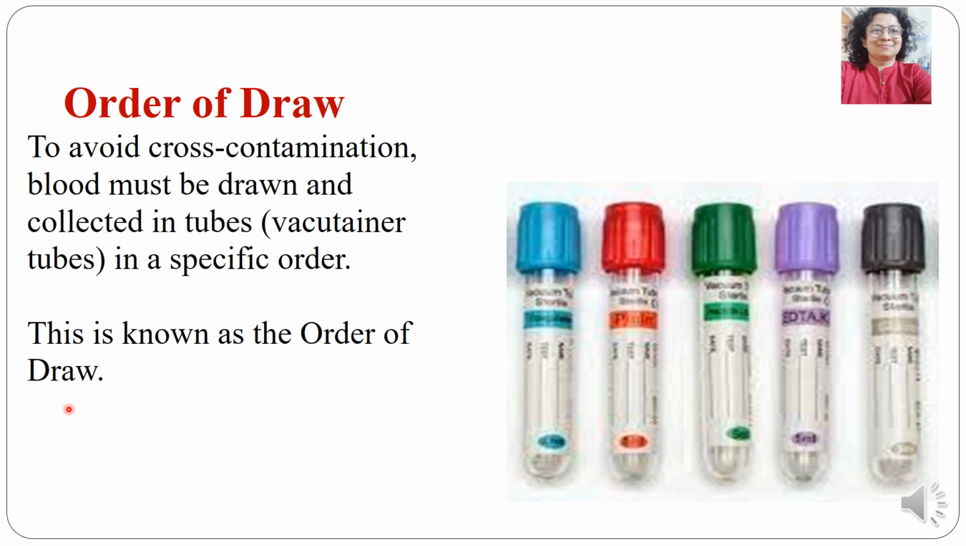Whenever multiple collections are needed from the same site, this is the order that is followed. That is, first is citrate, then we add the sample in the vacutainer containing clot activator, followed by heparin, followed by EDTA, followed by fluoride. So the last vacutainer will always be fluoride whenever multiple tubes are needed.